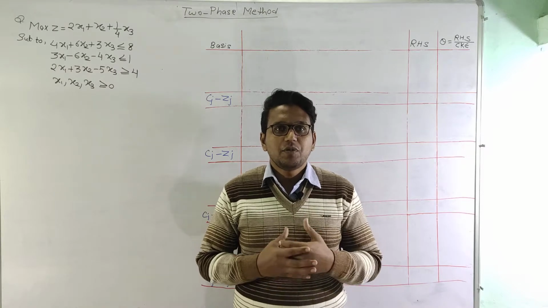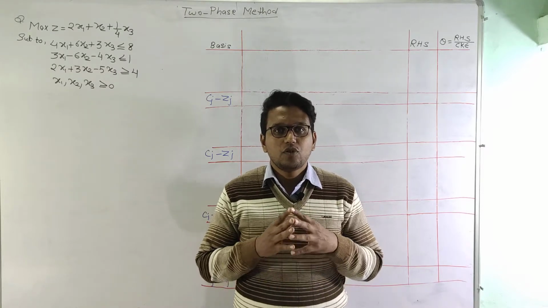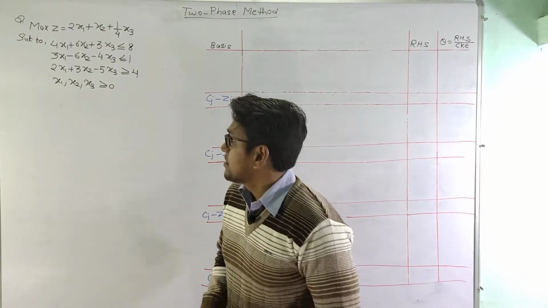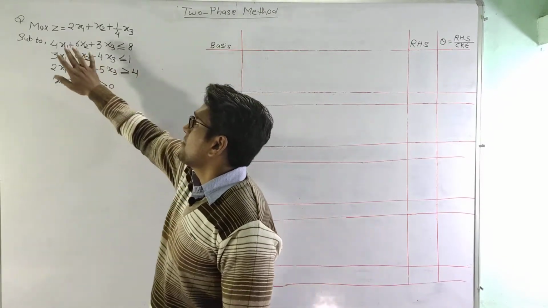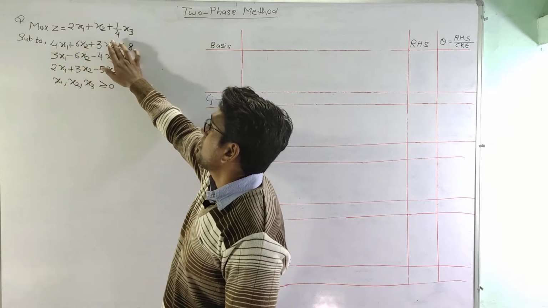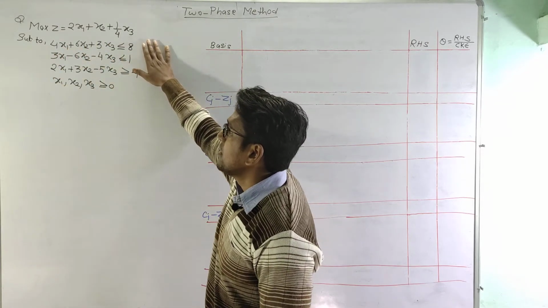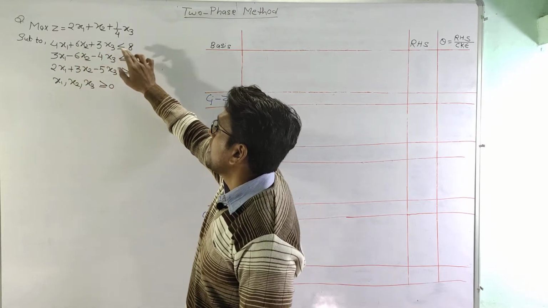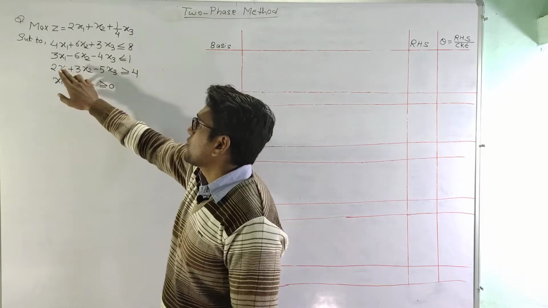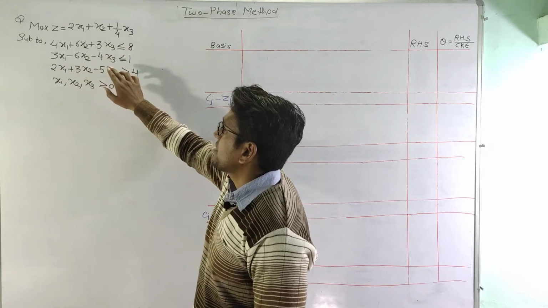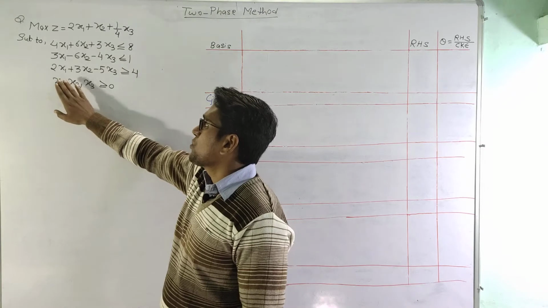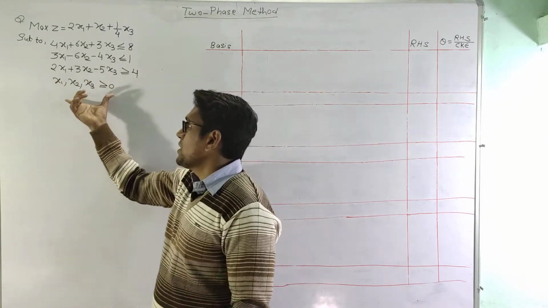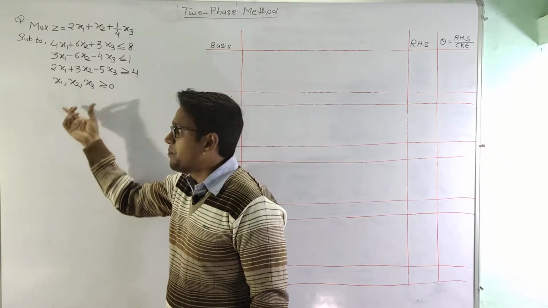So today we are continuing our lecture on two-phase method, and let us see with an example. Let us see the question. It says maximize z equals 2x1 plus x2 plus 1/4 x3 subject to constraints 4x1 plus 6x2 plus 3x3 less than or equal to 8, 3x1 minus 6x2 minus 4x3 less than or equal to 1, 2x1 plus 3x2 minus 5x3 greater than or equal to 4, and x1, x2, x3 greater than or equal to 0.